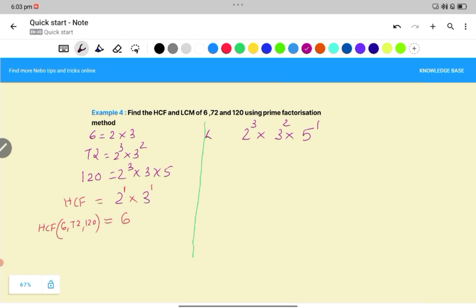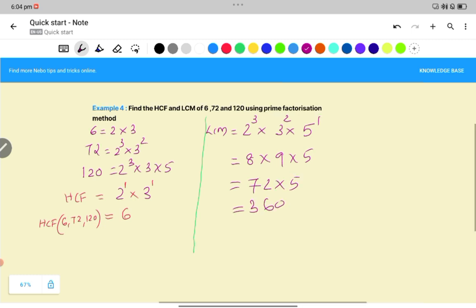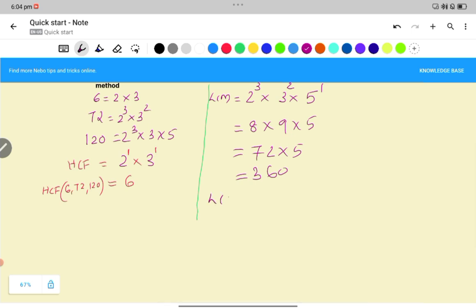So LCM of 6, 72 and 120 is equal to 2 cube into 3 square into 5, which is equal to 8 into 9 into 5, which is equal to 72 into 5, which is equal to 360. Therefore, LCM of 6, 72 and 120 is equal to 360.